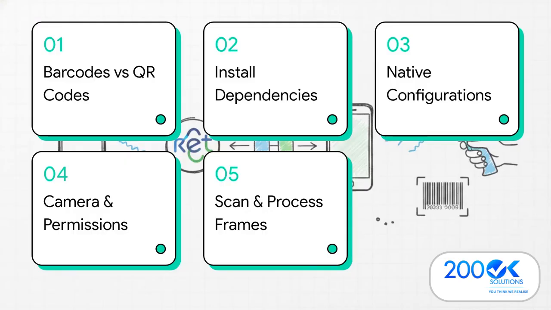So, here is our roadmap for today. First, barcodes versus QR codes. Second, installing essential dependencies. Third, conquering native configurations. Fourth, accessing camera and permissions. And finally, number 5, scanning and processing frames.